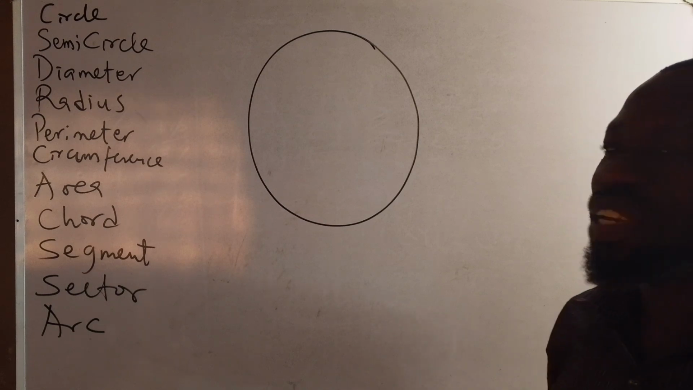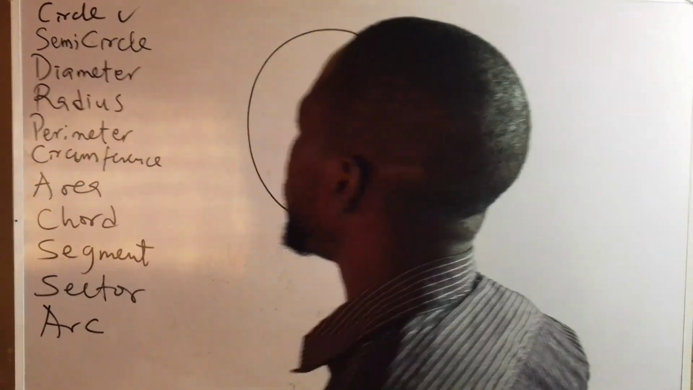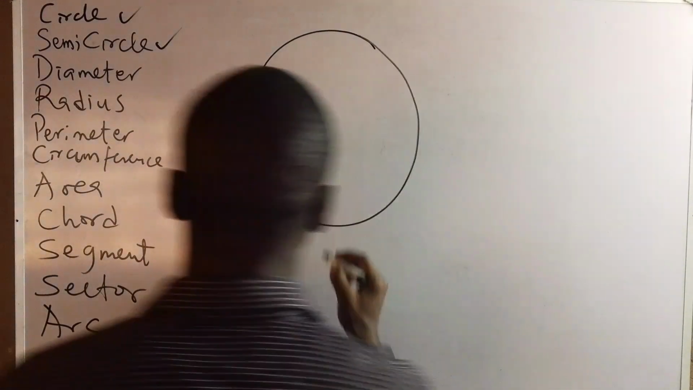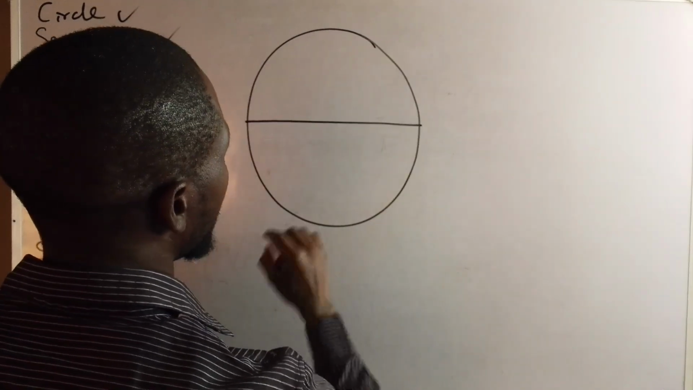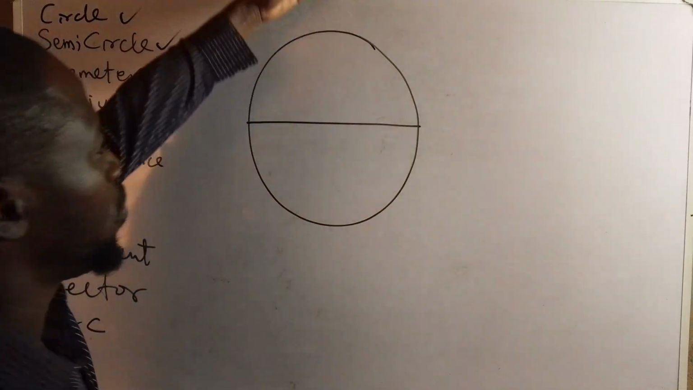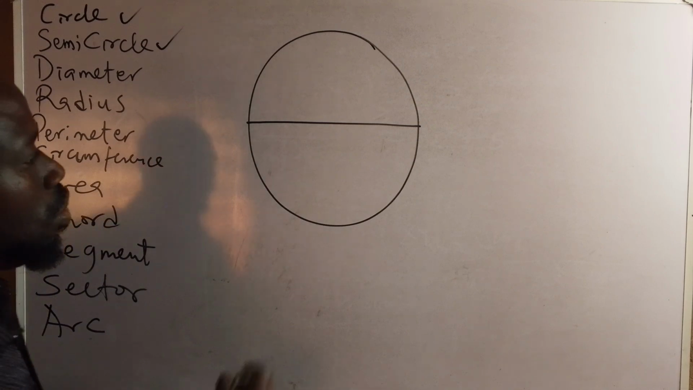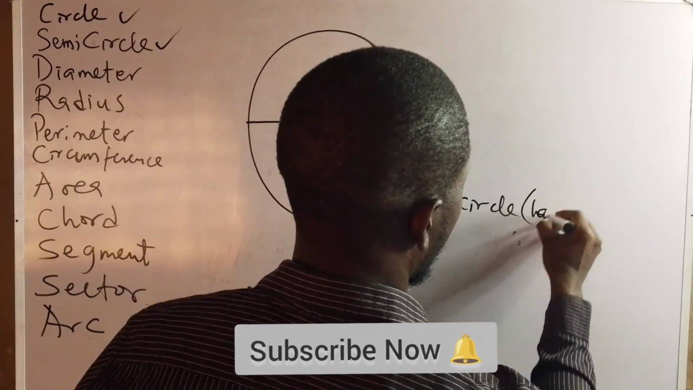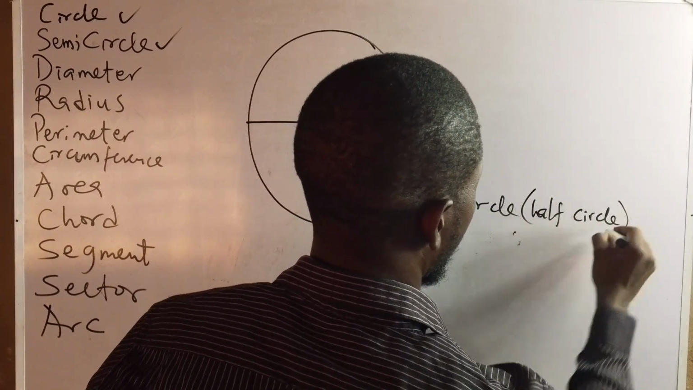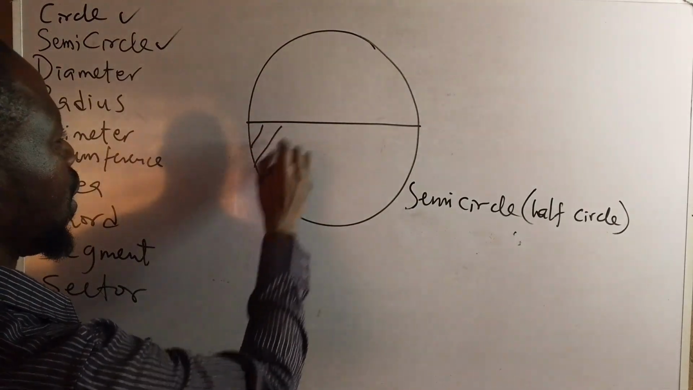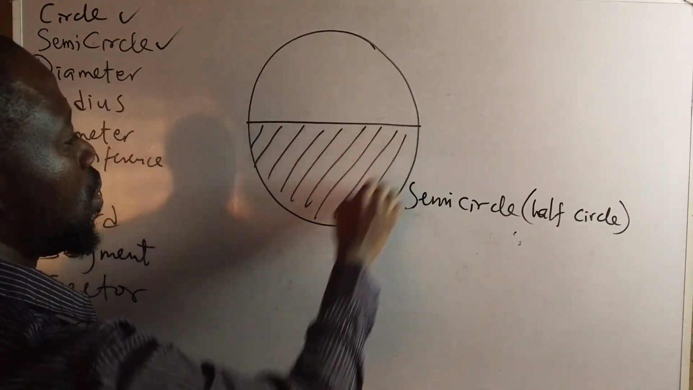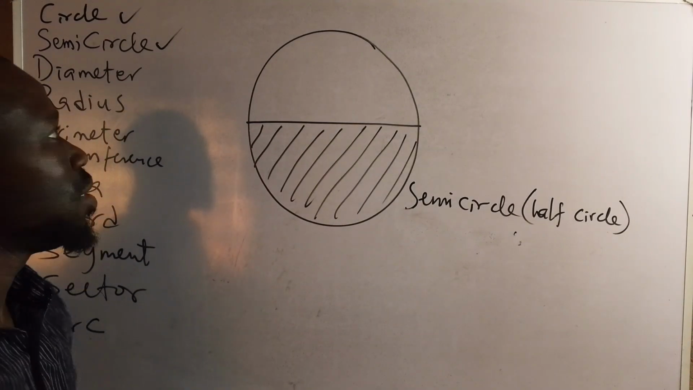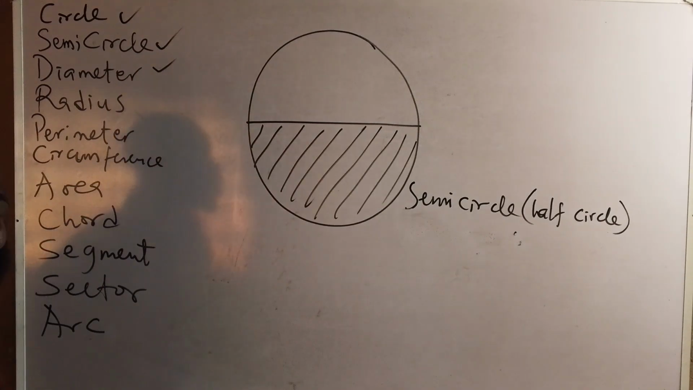Okay. Now semicircle simply means half of a circle. When you divide the circle into two equal parts, this upper part is a semicircle, this lower part is a semicircle. So semicircle is half circle, like the whole part here. It's a semicircle. That's half of a circle. That is it. All right, so we go to the next term, which is diameter.